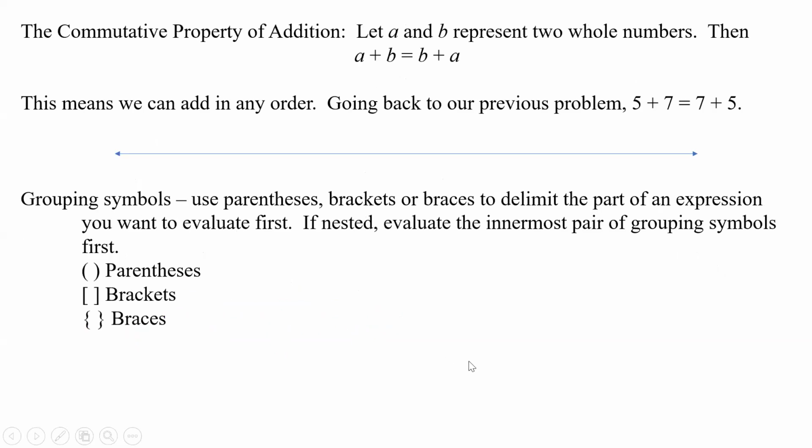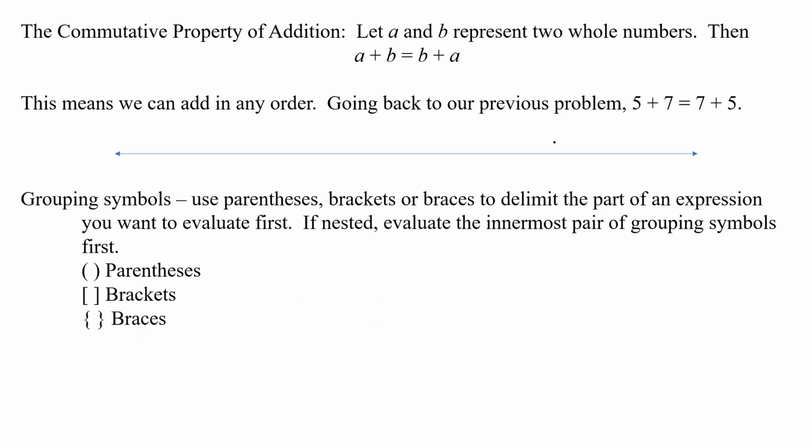Now, with the commutative property of addition, what we can do is we can say, okay, there's two numbers, let them be A and B. And we can say we can take A plus B, and that's the same thing as taking B plus A. So the order that we add really doesn't matter, okay?